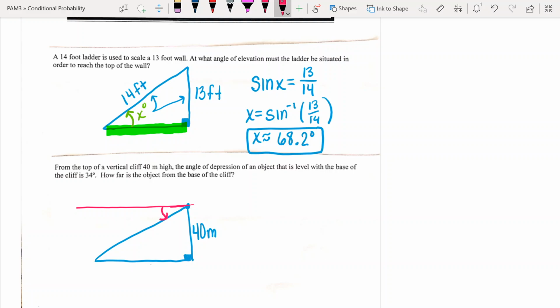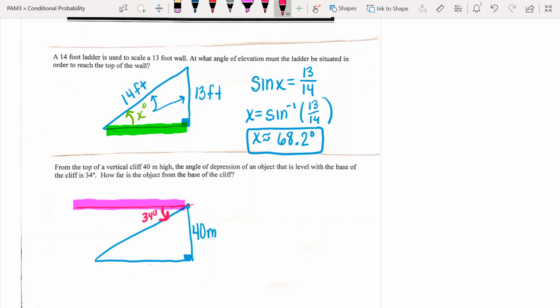And this is going to be our angle of depression. It says the angle of depression of an object that is level with the base of the cliff is 34 degrees. Okay, the angle of depression is 34 degrees. That is this angle right here outside the triangle, because it has to be based on a horizontal line. All right, here's our horizontal line. The angle of depression has to go down. Okay, so the angle of depression is right here, and it's 34 degrees.